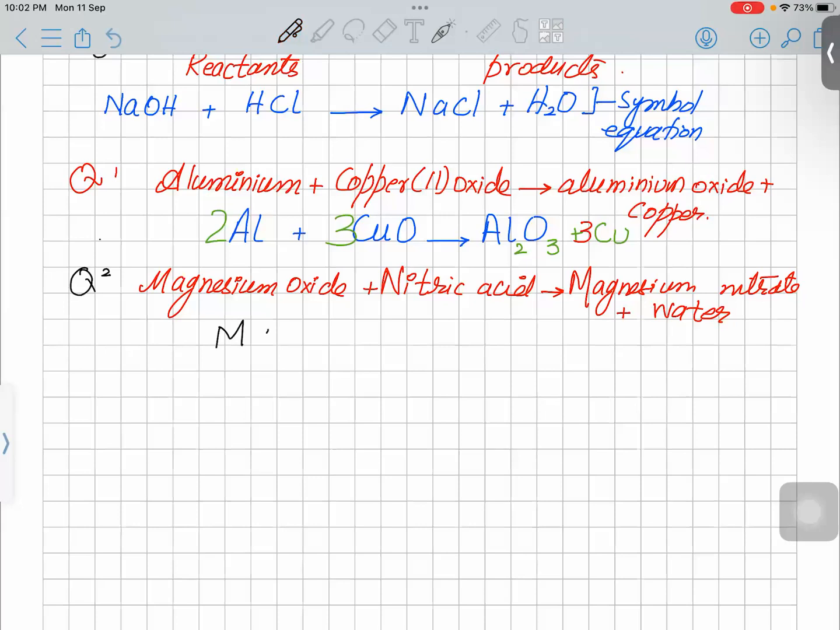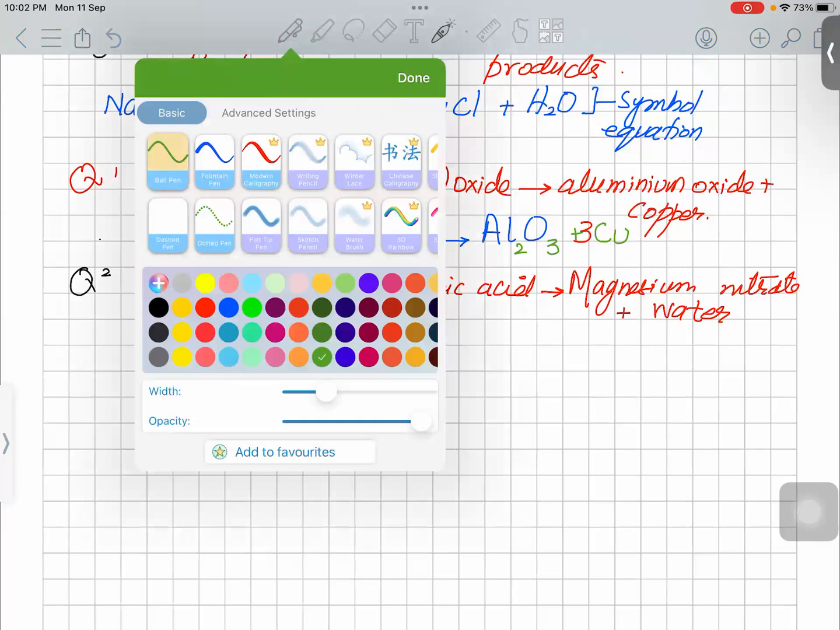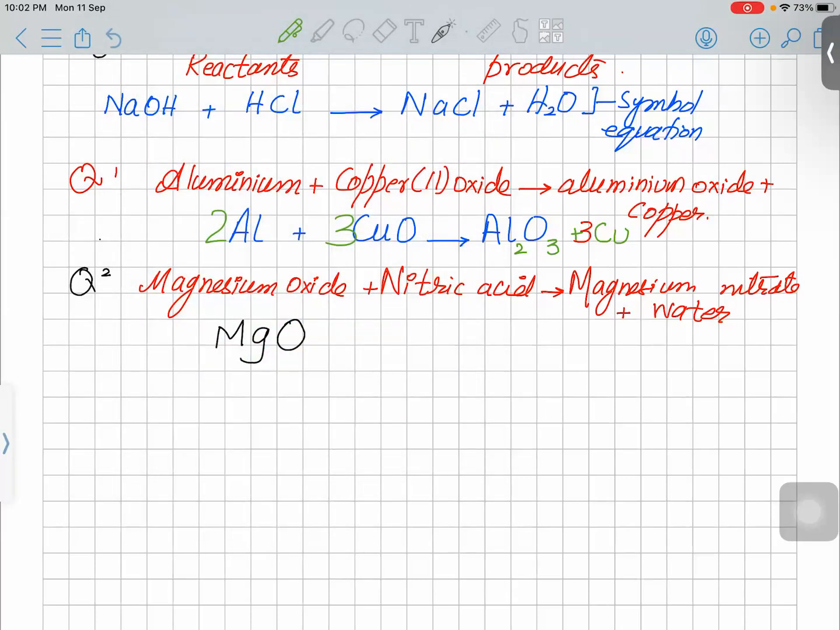Now, can you tell me the group number of magnesium? Everyone can see, tell me the group number of magnesium. Sir, magnesium is group 2 and oxygen is group 6. It means both of them have 2, so they cancel out again. Now what is nitric acid? You have to memorize the formula of nitric acid. Nitric acid is HNO3.